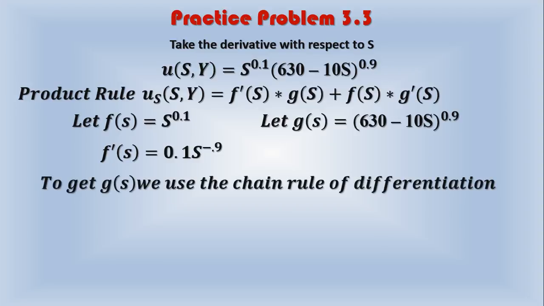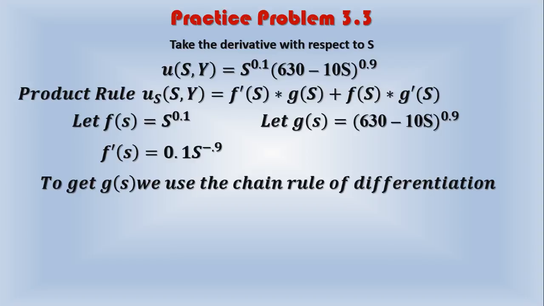Actually, no, I wanted to get the derivatives first organized before I put everything together, so that's what I did here. All right, so to get g of s, we use the chain rule of differentiation. So I'm going to take the derivative of this, right? We've got an outside function, which is u raised to the power of 0.9, and then we've got an inside function, which is 630 minus 10s, right?